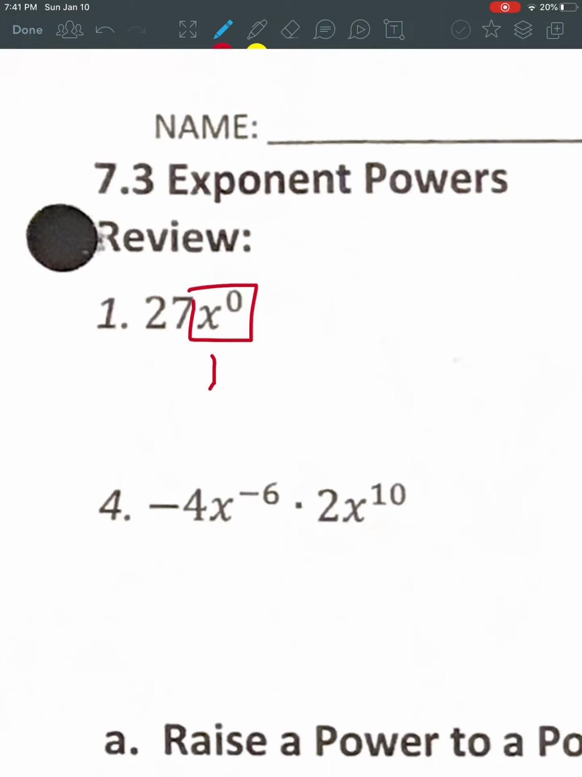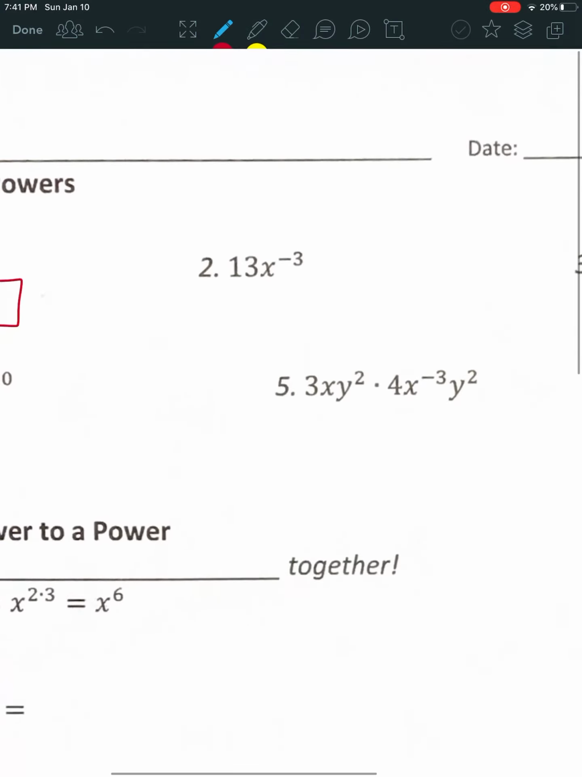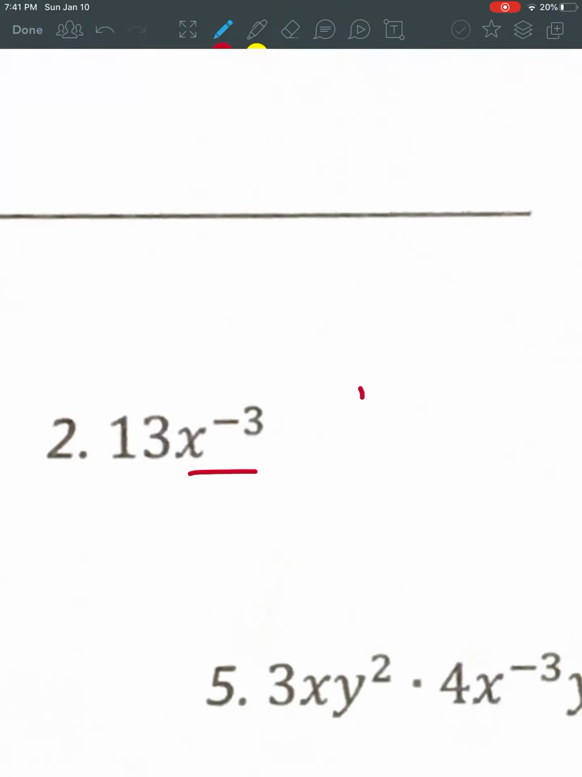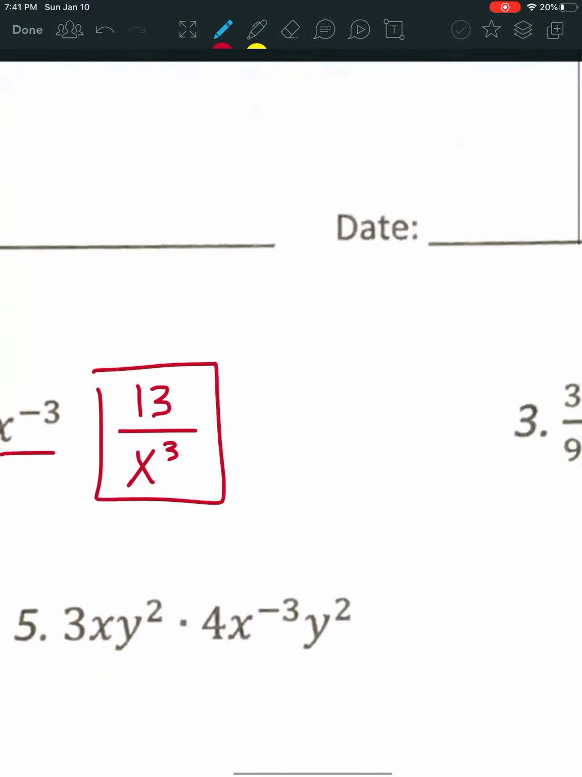We know anything to the 0 power is 1. So this would be 27 times 1, which simplifies to simply 27. The variable is gone in that answer. This one, we have a negative power. The 13 does not have a negative power, so it stays where it's at. And then the x gets thrown to the bottom instead of the negative 3. Oops, it is now positive. So 13 over x cubed.